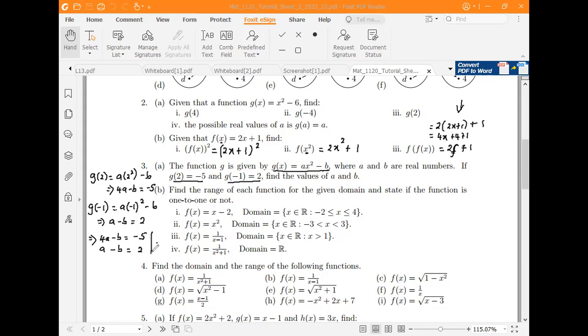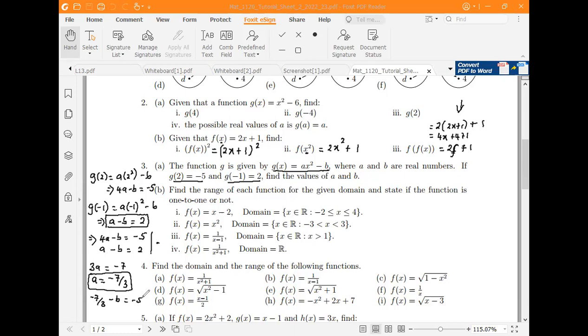Simultaneously, if we subtract, we'll have 4a minus a, that is 3a. And then -b minus -b, that will be 0. Then -5 minus 2, that's -7. So a is equal to -7 over 3. And then you pick any of those two equations. If we pick this one, where there is a, we put -7 over 3, and then minus b is equal to -5.